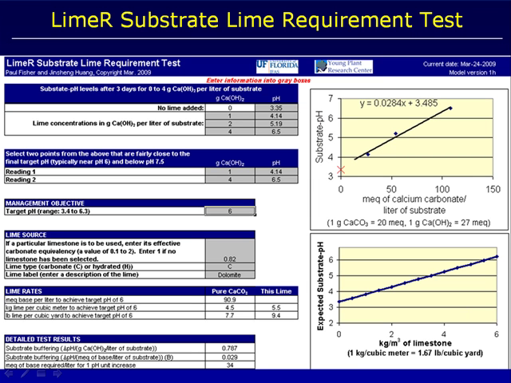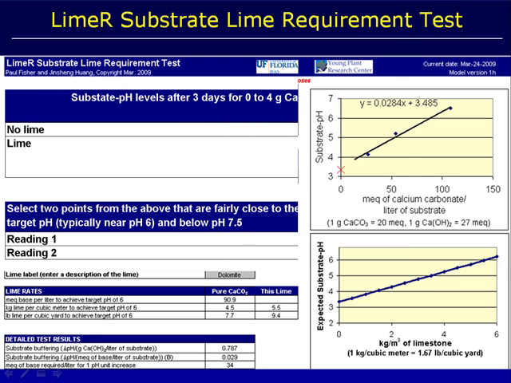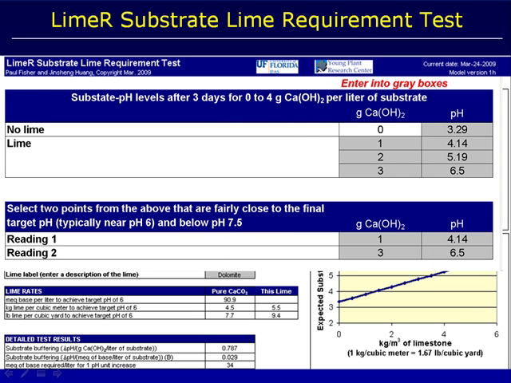This is what the program looks like. The gray cells are where you enter data, and some of the output is shown on the graphs on the right hand side. So you enter in the grams of calcium hydroxide that are added. In this case we've added 1, 2, 3 or 0 grams to our sample.